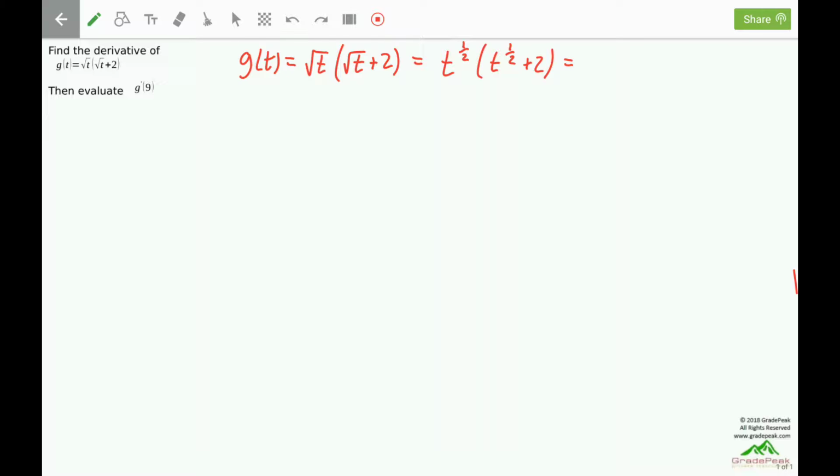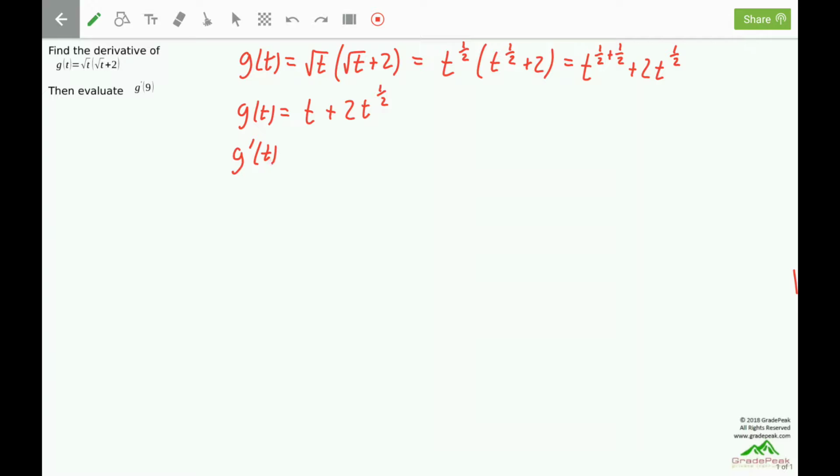The first term, t to the 1/2 times t to the 1/2, will be t to the, you add the exponents, 1/2 plus 1/2. And 1/2 plus 1/2 is 2 halves, or just 1. So this will be t plus 2t to the 1/2. So we now have terms that are adding or subtracting each other, and we can take the derivative of each of those individually and add or subtract them together. They're added here specifically.